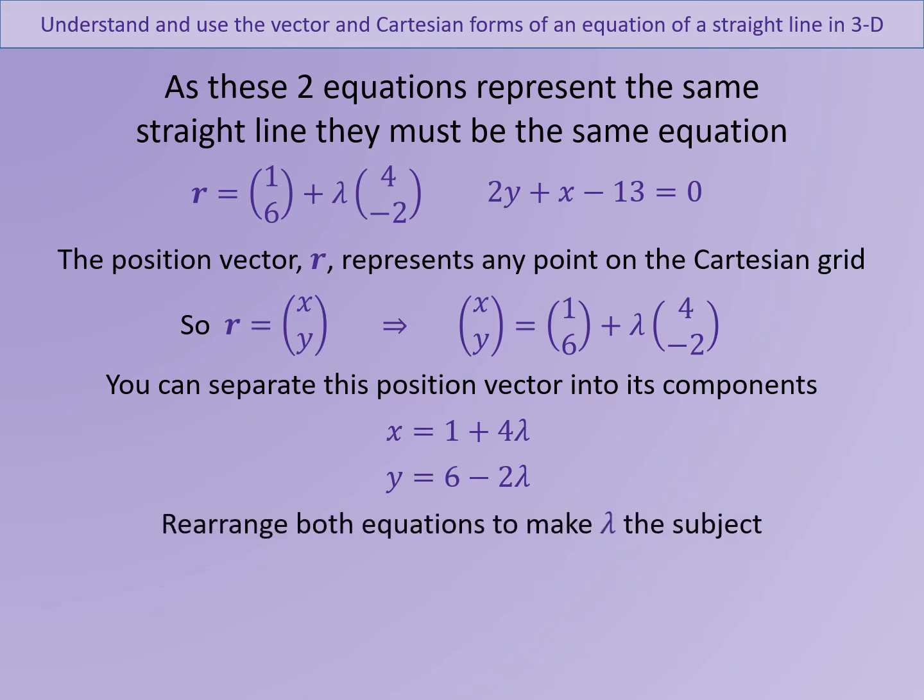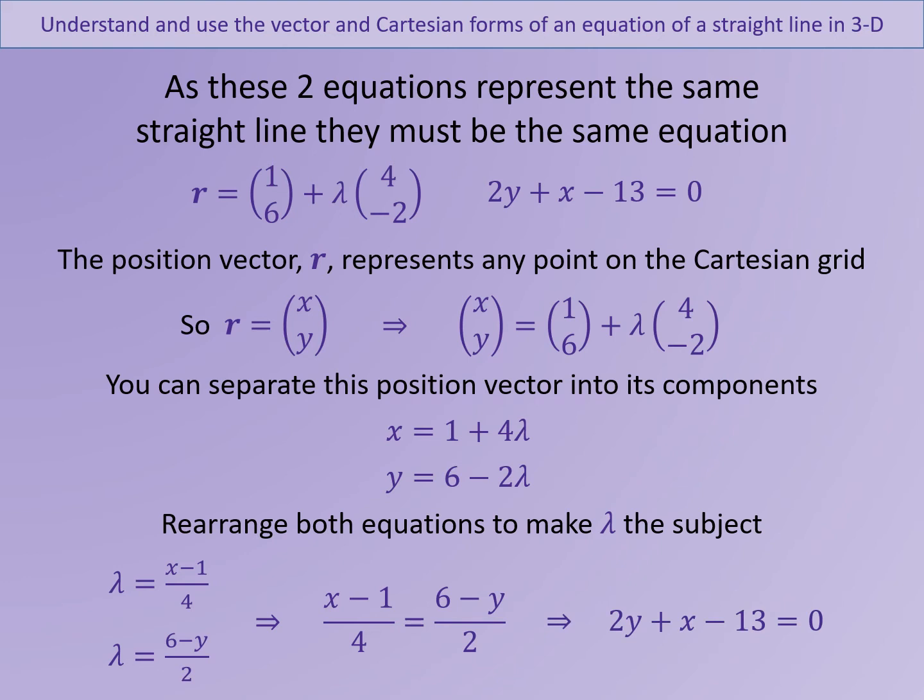If we want to make the Cartesian equation, we need to eliminate lambda. So we're going to rearrange both equations so that lambda is the subject, and then we can put them equal to each other, eliminating lambda. So the first equation becomes λ = (x - 1)/4. The second equation becomes λ = (6 - y)/2. So putting the right hand sides equal to each other, we get (x - 1)/4 = (6 - y)/2. We can then rearrange this and we get the Cartesian equation that we found earlier, 2y + x - 13 = 0.